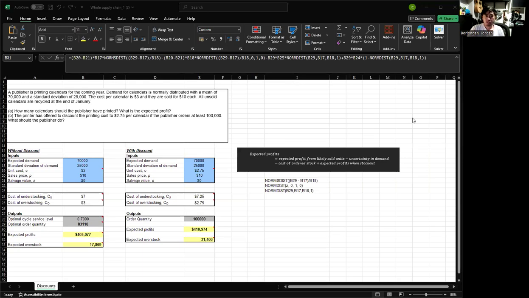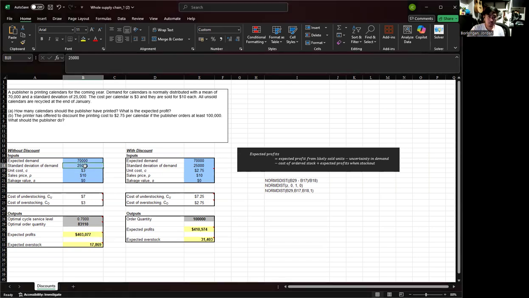Hello. As for the fourth problem, we have here a supply chain problem with a calendar business pertaining to their expected profits given uncertainty. With uncertainty involved, it utilizes tools in operations management such as the expected value, the economic order quantity, and overstock.